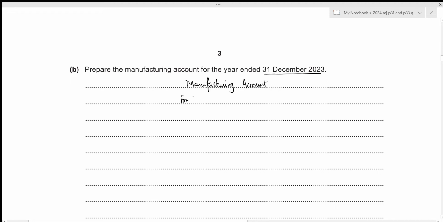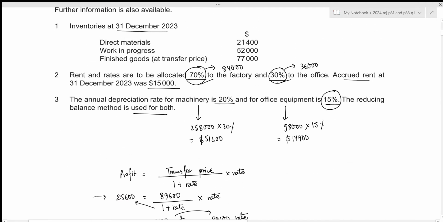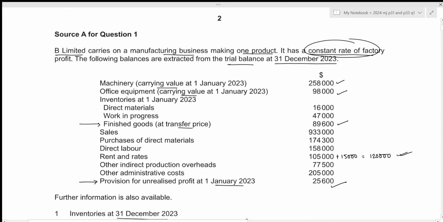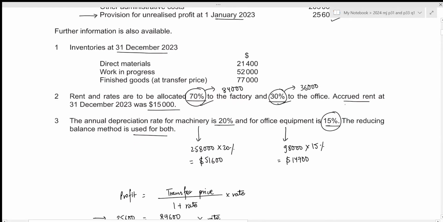And this is for the year ended 31st December 2023. Okay, we will always start with the raw materials or the direct materials, and in this case we need to start with the opening direct materials right here, which is given as 16,000. Let's write it down.